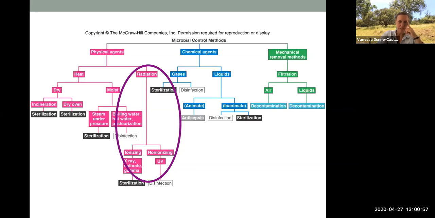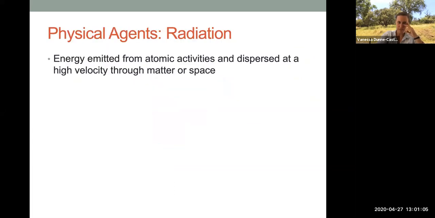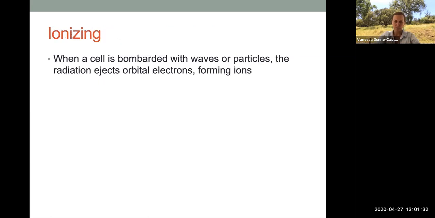Okay, radiation would be the other type of physical agent, and radiation could be either ionizing or non-ionizing radiation. Radiation itself, the concept here is energy that is emitted, so transmitted out from a radiation source. So energy emitted from atomic activities and dispersed at high velocity through matter or space. Again, as mentioned, there is either ionizing or non-ionizing radiation. And these are used for many different applications, but we're talking about them specifically for use in microbial control.